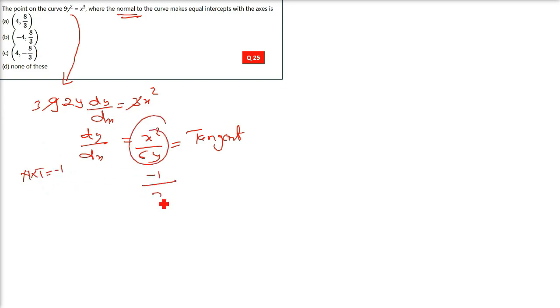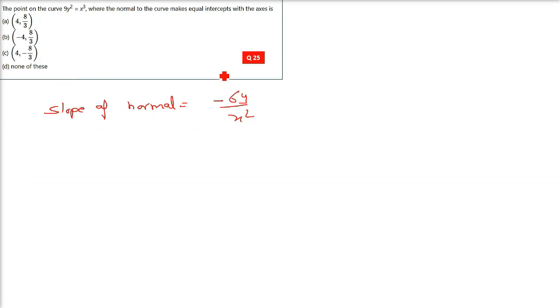So just take it in the denominator, x square by 6y, dy by dx is... I'm taking the normal. The tangent we have already found out, but the slope of the normal is going to be -1 divided by the slope of the tangent. So -6y by x square is the slope of the normal. I hope you got the idea.